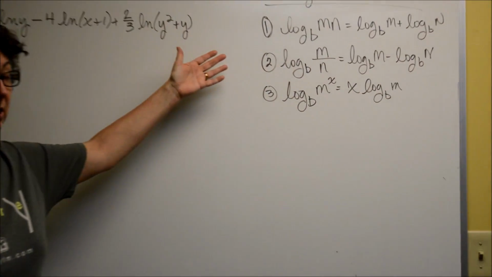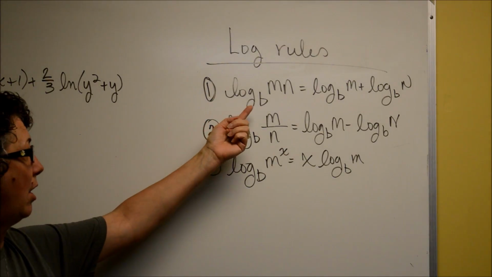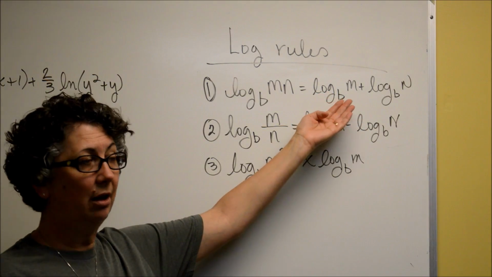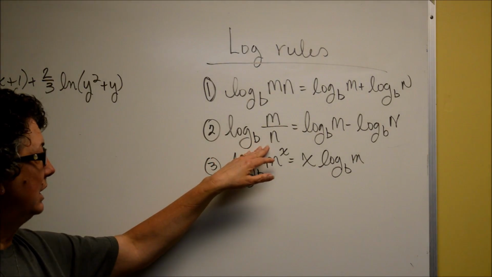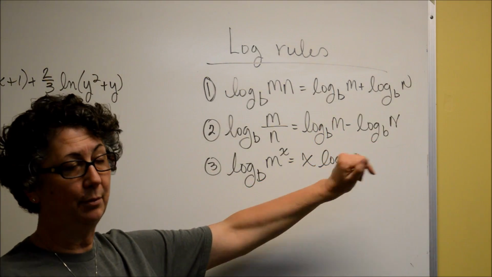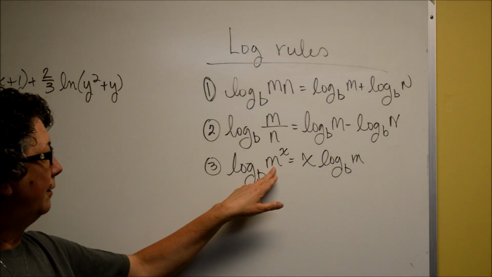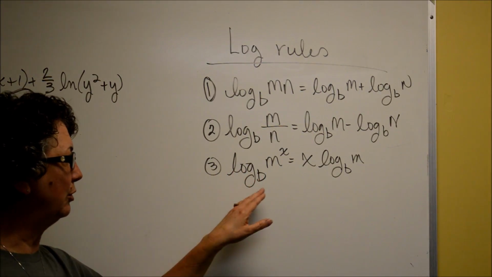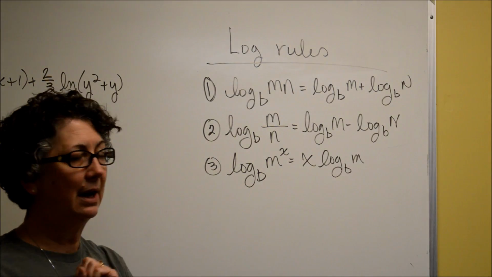Remember our log rules that we've already written down several times. If I'm taking the logarithm of a product, that being mn, I can add the log of each factor of that product. If I'm taking the log of a quotient, I can subtract the log of the numerator minus the log of the denominator. If I'm taking the log of a value raised to a power, remember, the log is simply the exponent, so that's the same thing as that power times the log of the value itself.